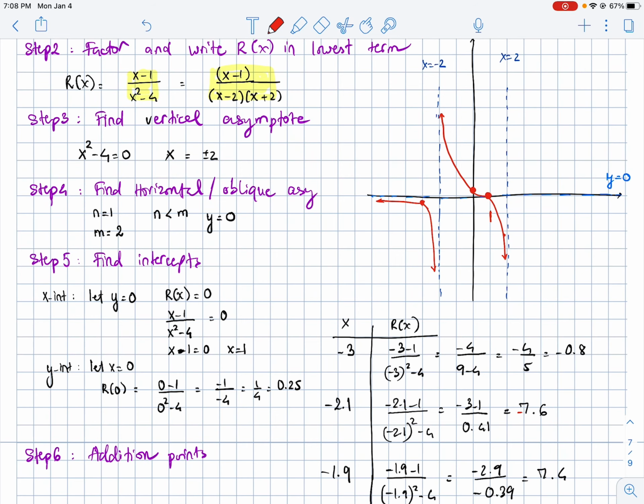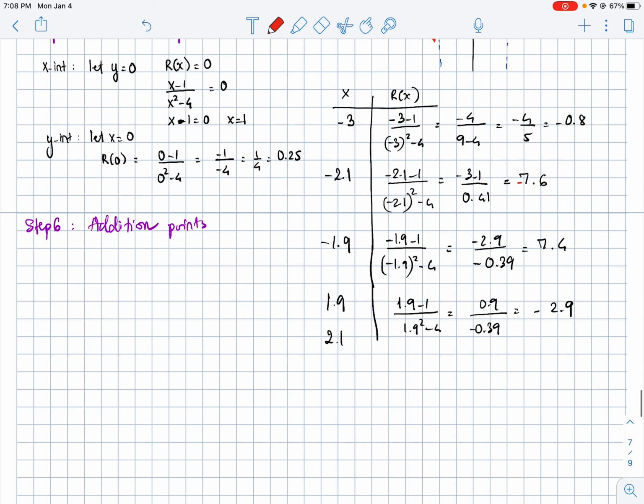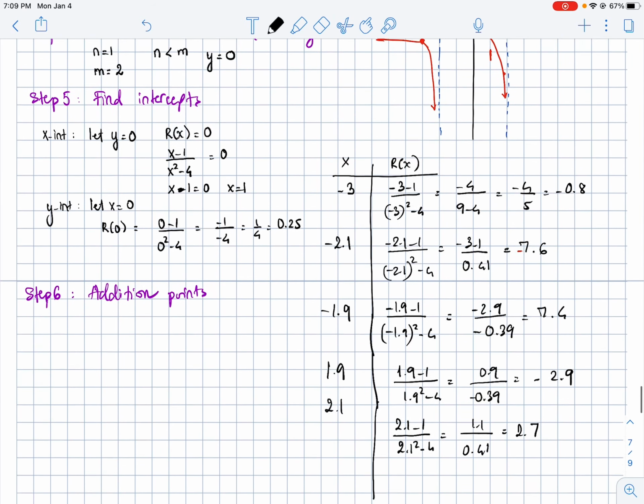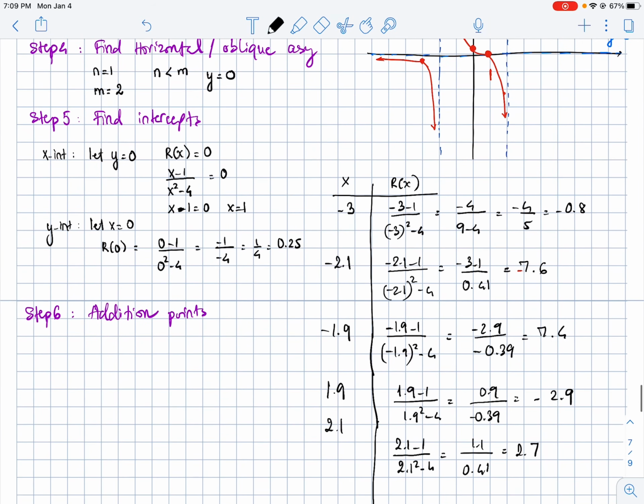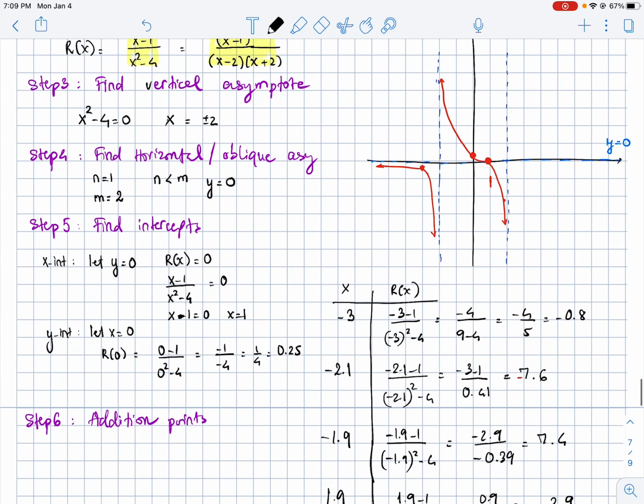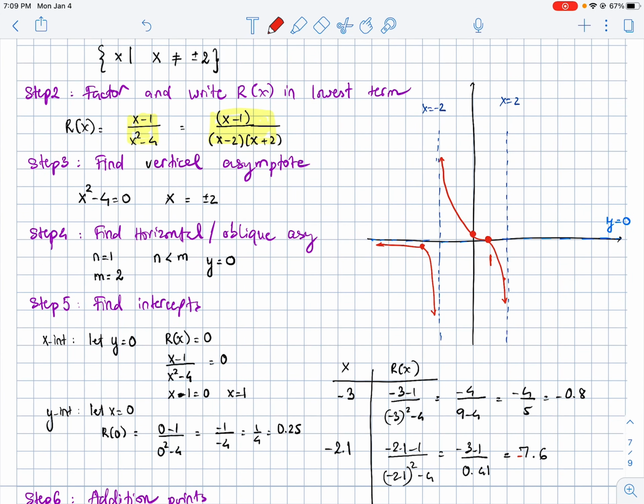Now the other side, you will make 2.1. So 2.1 minus 1, 2.1 squared minus 4. So in the bottom you get 0.41. On the top is 1.1. 1.1 divided by 0.41, you will get 2.68, which is 2.7. So 2.1 and 2.7, that point is somewhere here.